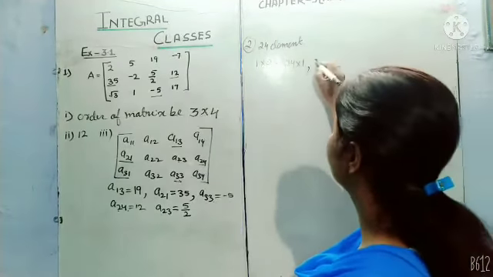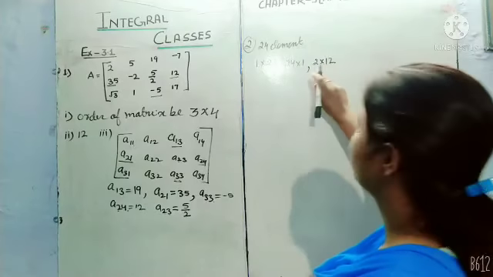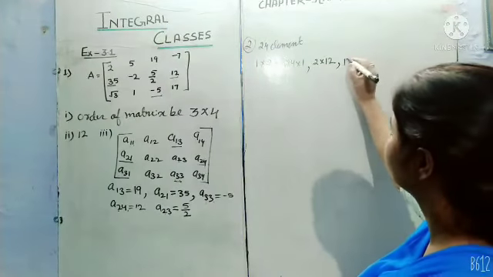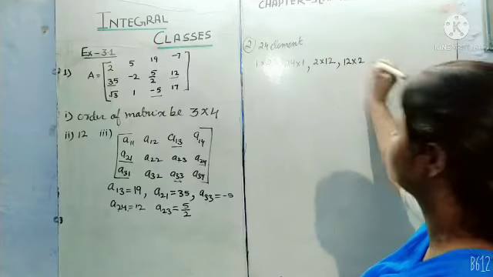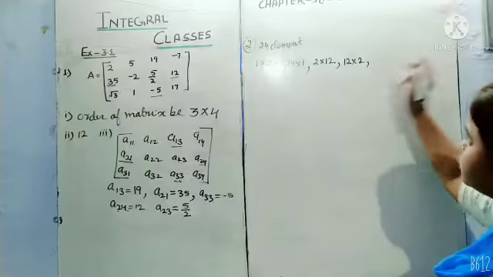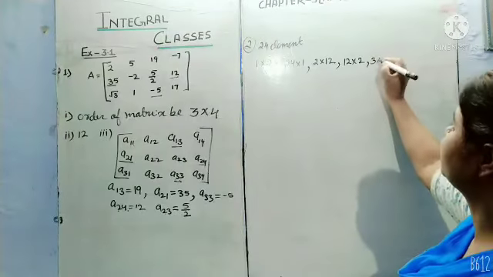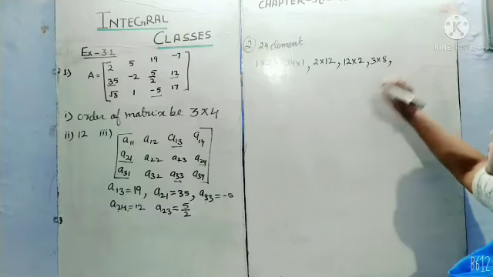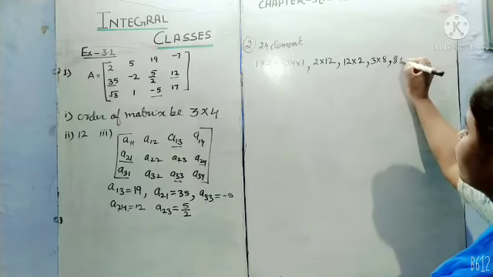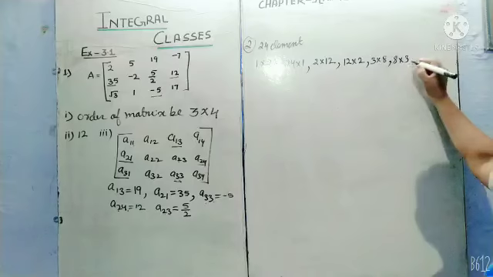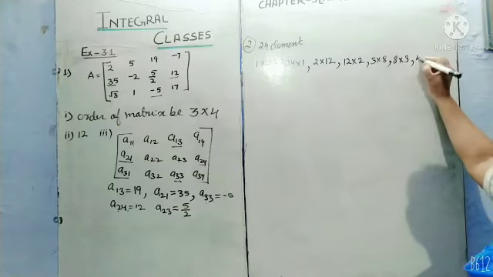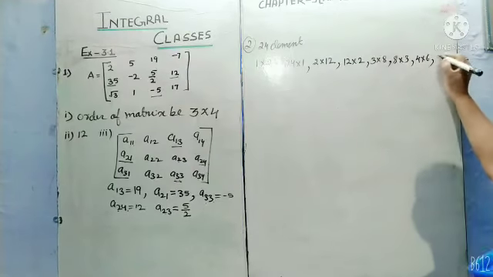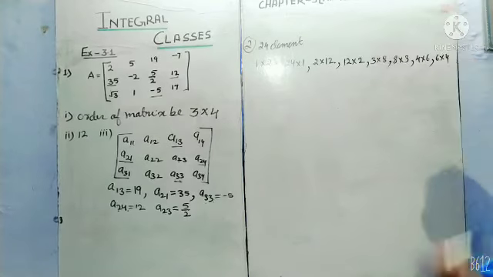And again 2 into 12, 2 rows and 12 columns. Its inverse, 12 rows and 2 columns. Then 3 into 8, 3 rows and 8 columns. Its inverse is 8 rows and 3 columns. And 4 into 6, 4 rows 6 columns. Its inverse is 6 into 4.